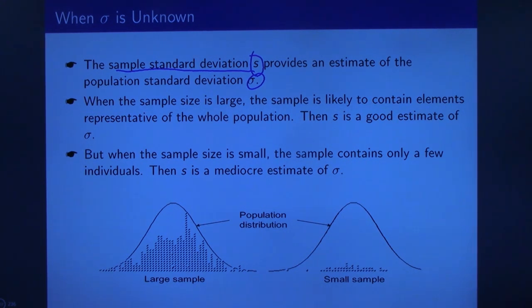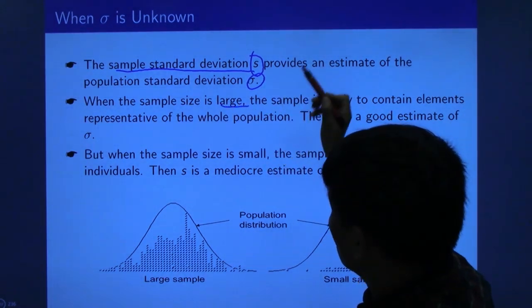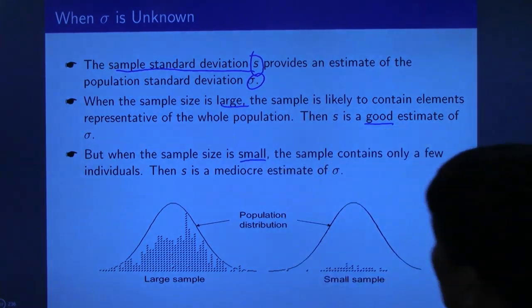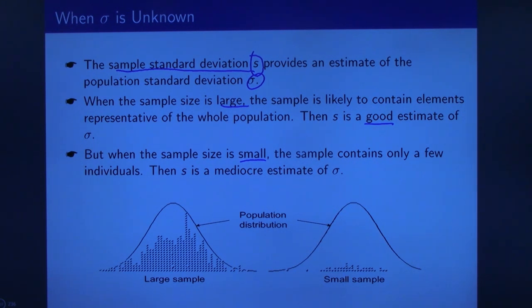When the sample size is large, the sample is likely to contain elements representative of the whole population. In that case, the standard deviation of the sample S is a good estimate of the standard deviation of the population sigma. But when the sample size is small, the sample contains only a few individuals, then S is not a good estimate of sigma. But we can still use this. This is the only way we can approximate the standard deviation of the population.